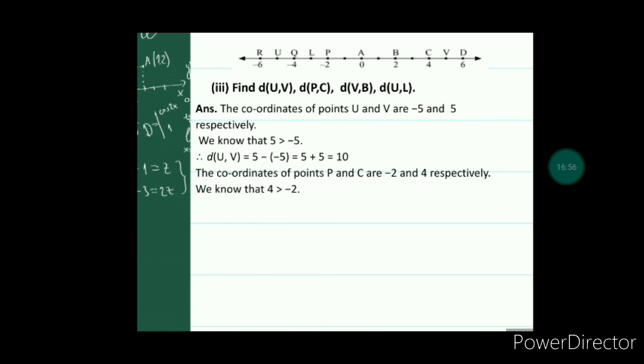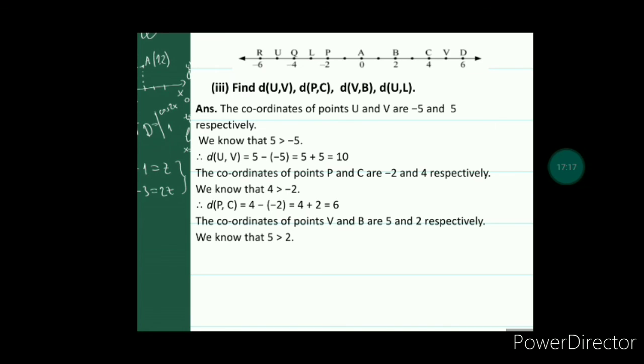The coordinates of points P and C are -2 and 4 respectively. We know that 4 is greater than -2. Therefore, distance PC equals 4 minus (-2), which is 4 plus 2, equal to 6. The coordinates of points V and B are 5 and 2 respectively. We know that 5 is greater than 2. Therefore, distance VP equals 5 minus 2, which is 3.